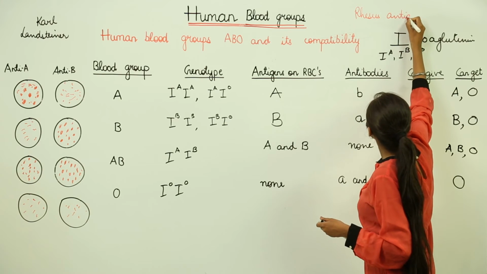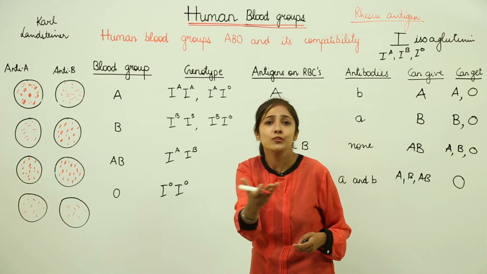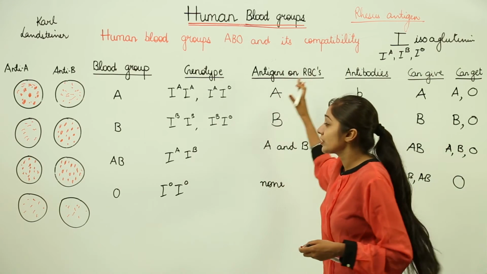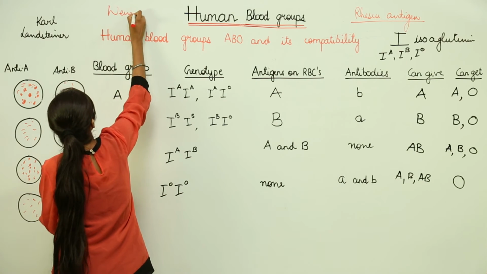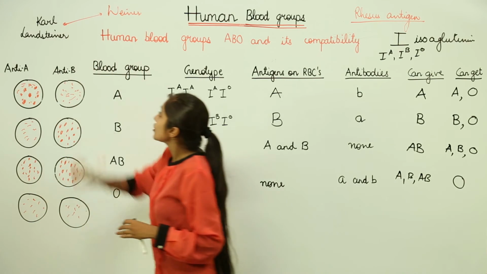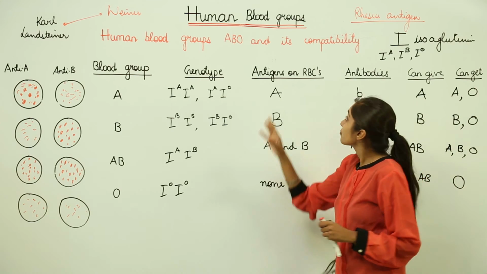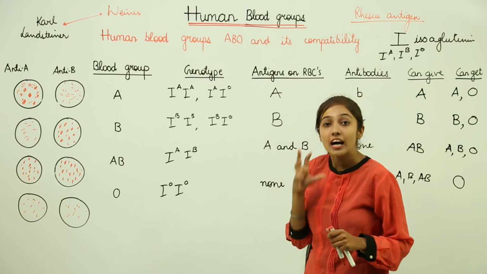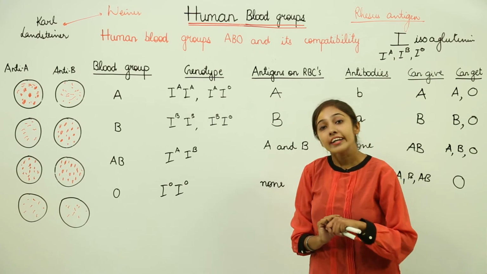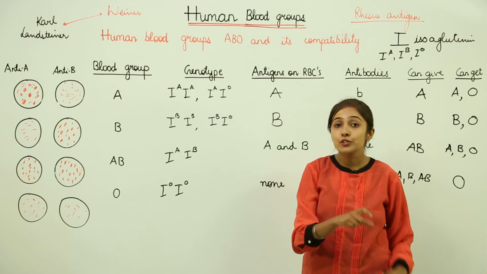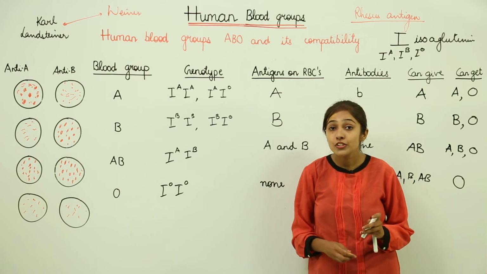Now this rhesus antigen was first discovered in the rhesus monkey, that is a common monkey you see. It was discovered by Wiener and Landsteiner. So they discovered this Rh factor, which means there is this Rh antigen on the RBCs in some persons. If there is availability of Rh antigen, then the person is Rh positive, and if there is no Rh antigen, the person is Rh negative.